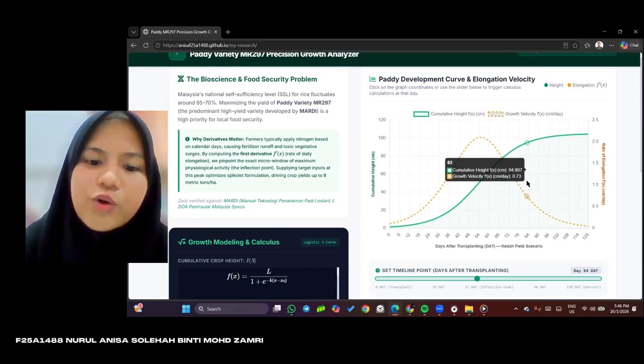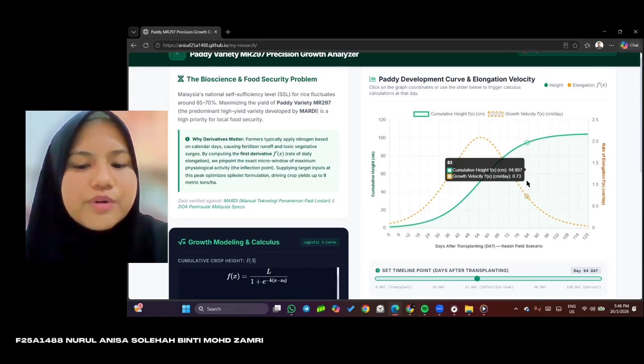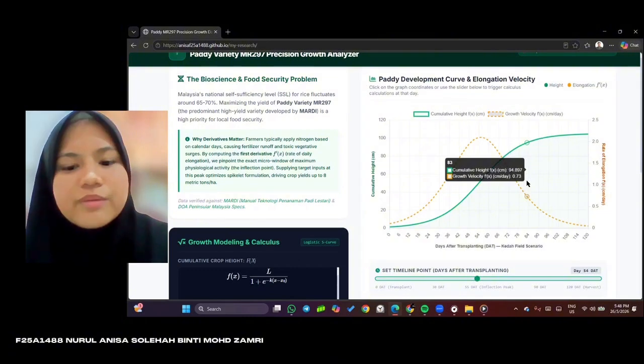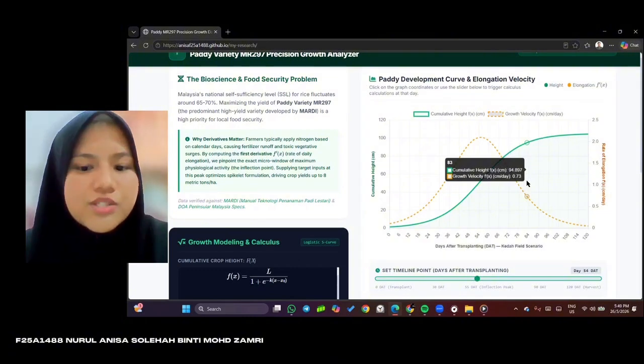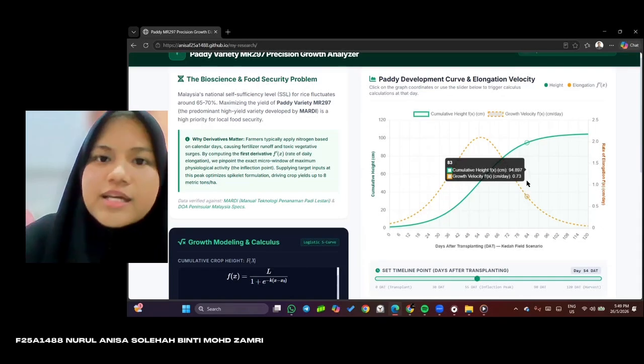To conclude my session, with precision tools like this, we can bridge the gap between calculus and field management to secure Malaysia's agricultural future. Thank you, and that's all from me.